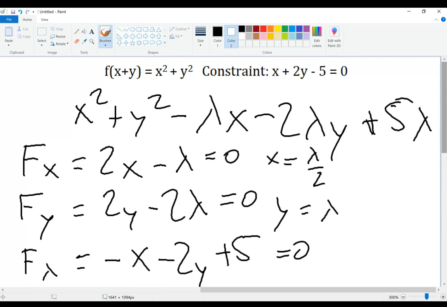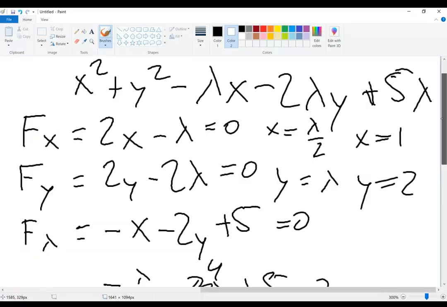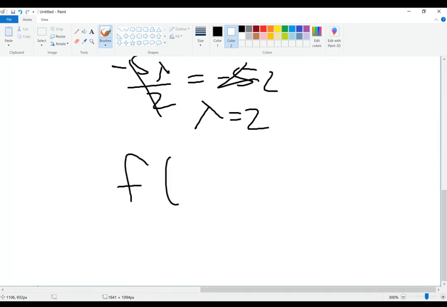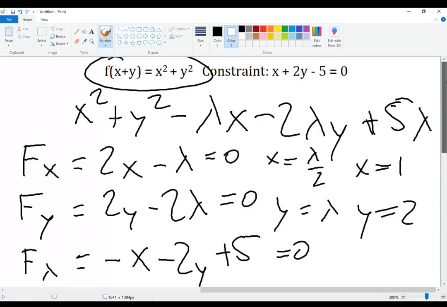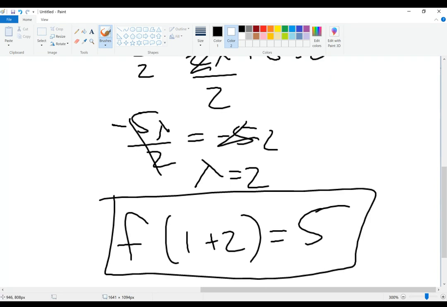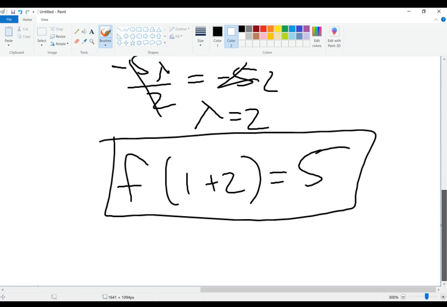So if we plug that in up here to the x value, x equals lambda divided by 2. Since we know that lambda equals 2, let's do x equals 1, because 2 over 2 is 1, and then y equals lambda, so y equals 2. So when we plug it into our original function up here, instead of x plus y, it'll be 1 plus 2, and we have 1 squared plus 2 squared, so that'll be 5. So that's going to be our relative minimum for this problem. Hope you enjoyed, and I hope you understood.